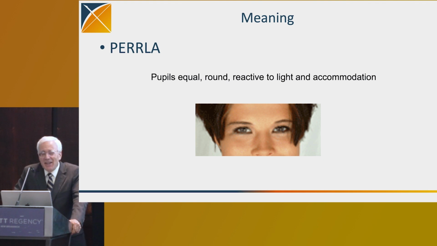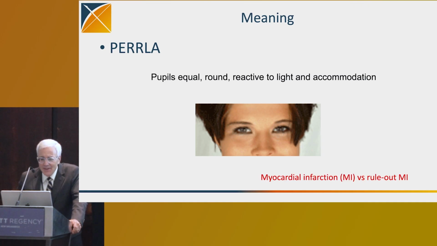I know what they mean, but you can't actually be PERLA on the right because you can't be equal on one side. So what they mean, and these are ophthalmology notes, is they're equal and round and maybe reactive to light. I mean, not equal, but round and reactive to light and accommodation. In our case, they write myocardial infarction, but what they may mean is rule out myocardial infarction.